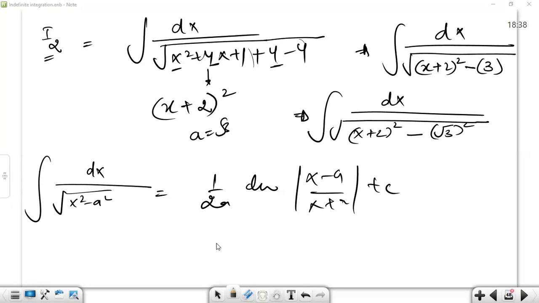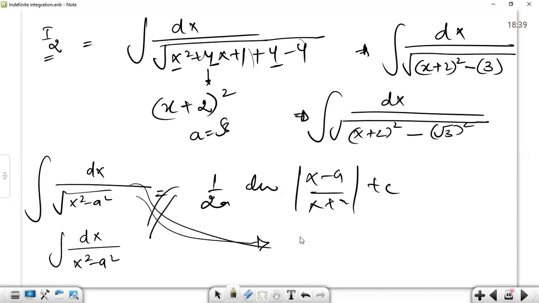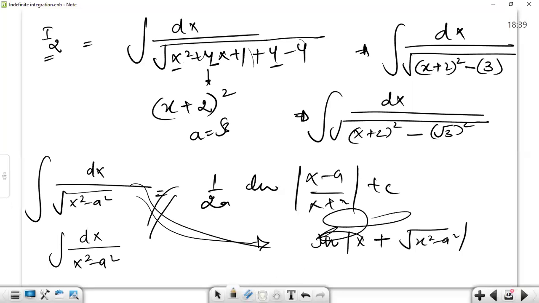Actually, we have confused this formula with a different one. This formula is of dx upon x square minus a square, and this formula is for dx upon square root of x square minus a square. Its formula is simply logarithm mod of x plus square root of x square minus a square. So this was a confusion. And where were we? Here we were. So we have represented this question in this format. Let's now solve it further.